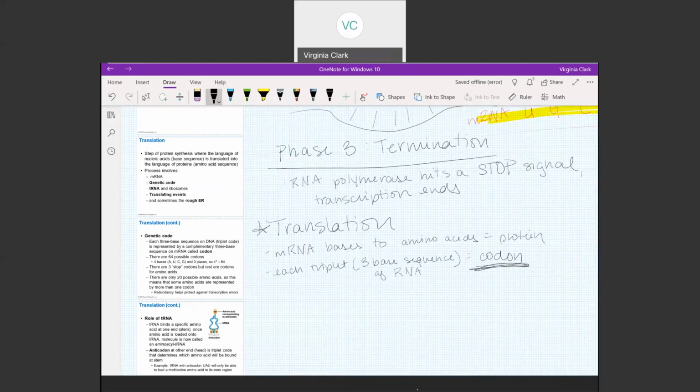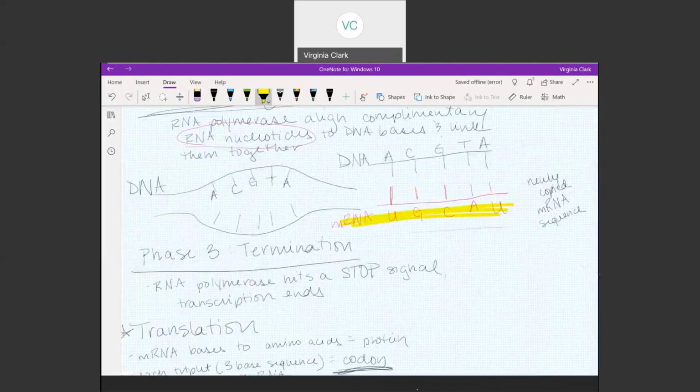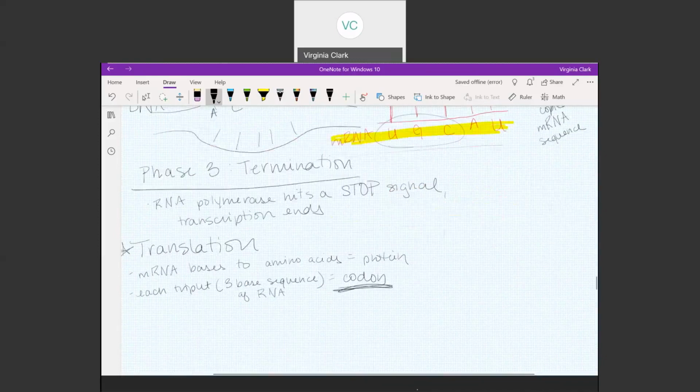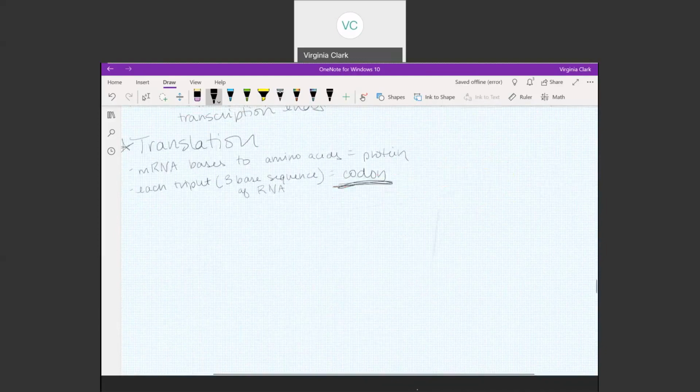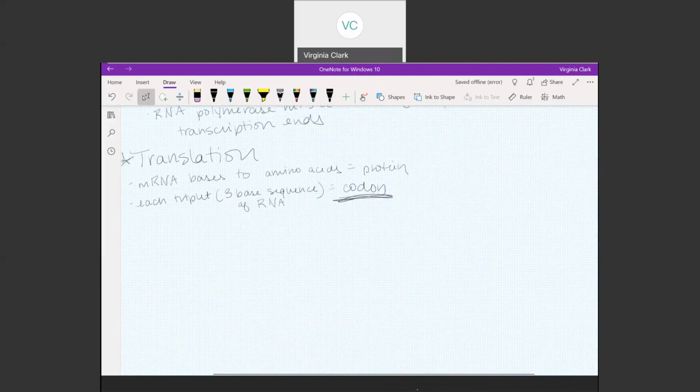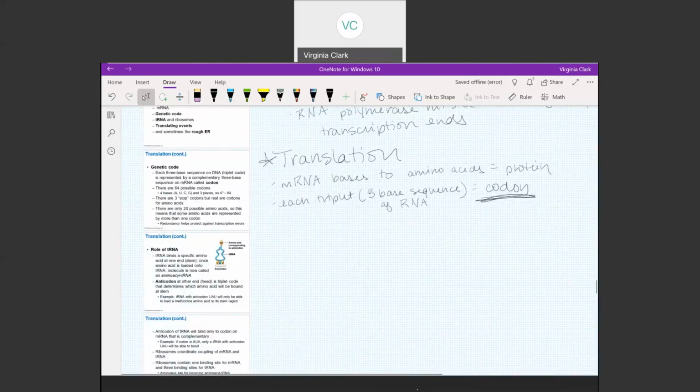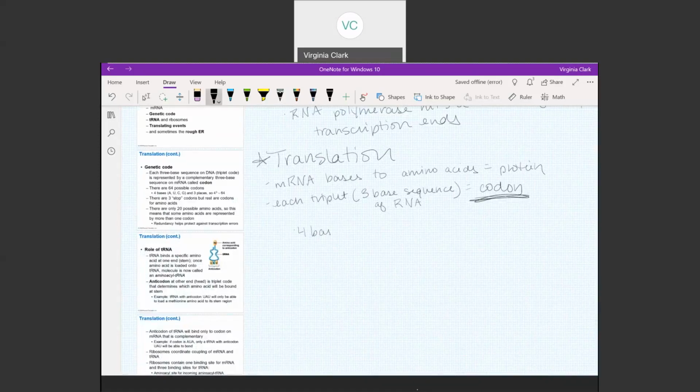So if I have this lovely little RNA right here, my 3 base sequence is going to be this, UGC. If I were to have another one, it would be another 3 base sequence. So this is going to be my codon. There are 4 different kinds of RNA because there's 4 bases. You can have an A, C, G, and a U. And if there's 4 kinds of bases and a codon has 3 places, it's 4 to the 3rd power. So there are 64 codon possibilities.